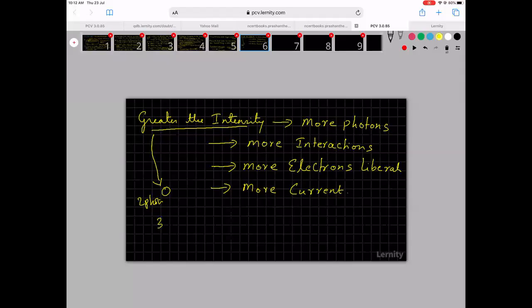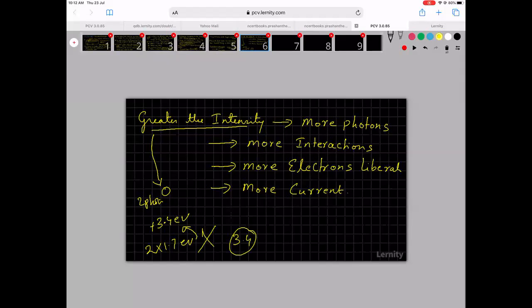Suppose an electron needs minus 3.4 eV. I can give two 1.7 eV and say, look, I have given you 3.4. This doesn't happen. Only if the energy of one photon is more than 3.4, it will happen. Otherwise, it will not happen. Indicating that multiple photons cannot interact with the electron. Only one photon can interact at a time.